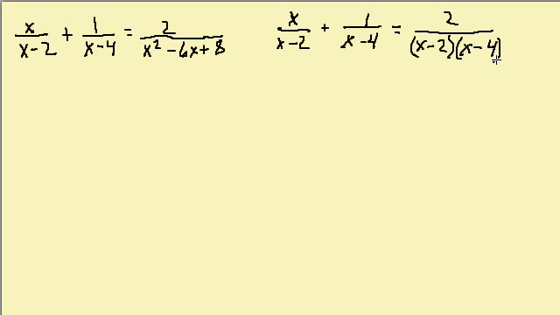Okay. Now I need to state my restrictions, and you can see if I plug a 2 in here, that'll make the denominator 0. Plug a 4 in here, that would make the denominator 0. And if I plug a 2, this denominator would be 0. And if I plug a 4 in, that would also make the denominator 0. So my restrictions are x cannot equal 2 and x cannot equal 4.